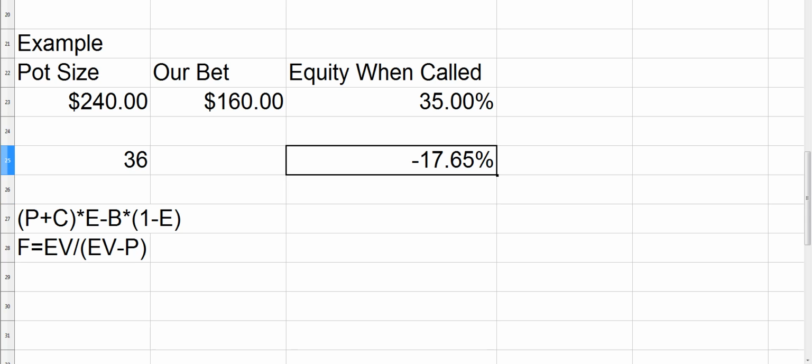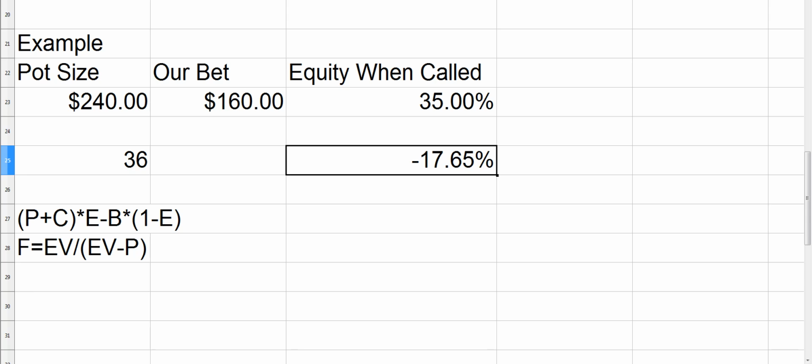What the negative number means is that our opponent doesn't have to fold at all in order for our bet to be plus EV, because we have so much inherent equity in the pot. So any time that you solve this equation and the number is negative, your opponent does not need to fold at all in order for the bet to be plus EV.